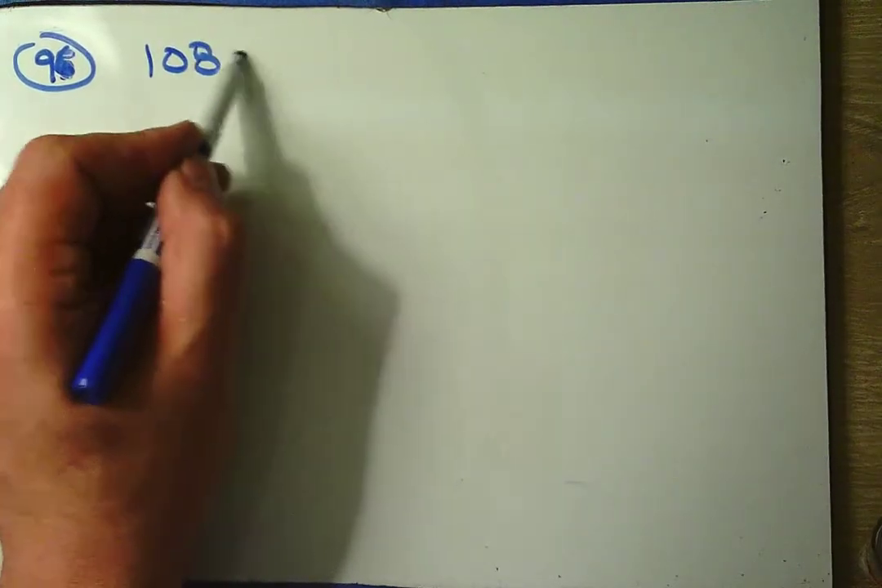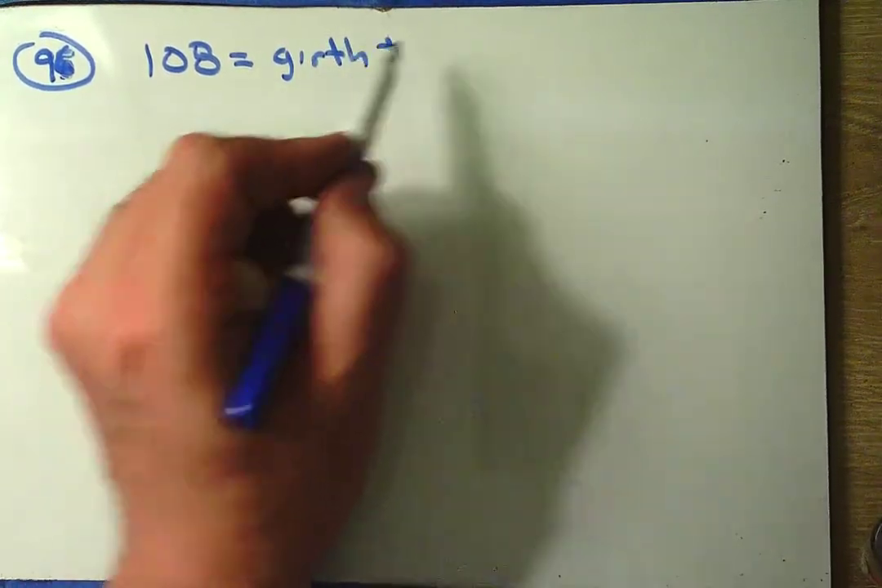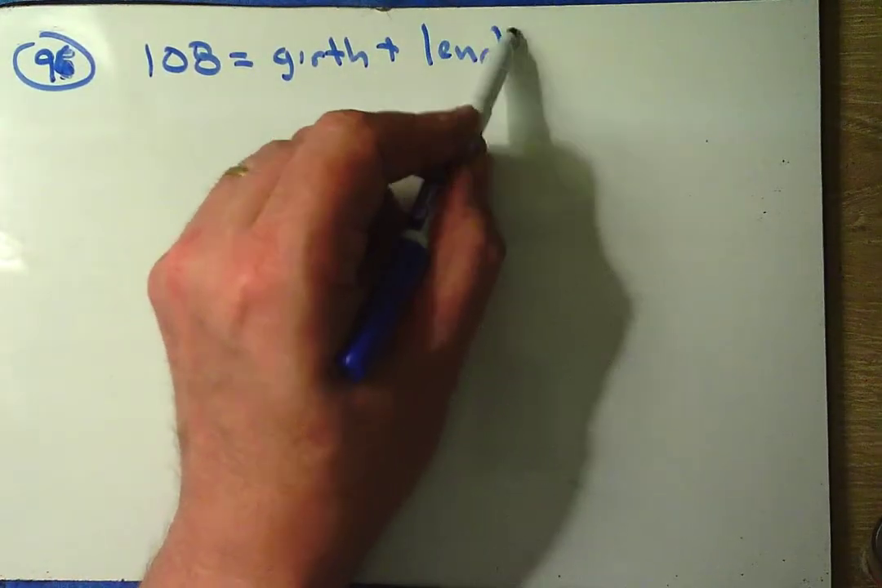Next problem is 95. 96. 96. Ooh, the post office. The post office says that the combined length and girth is 108 inches. Okay, so I've got 108 inches for girth plus length.